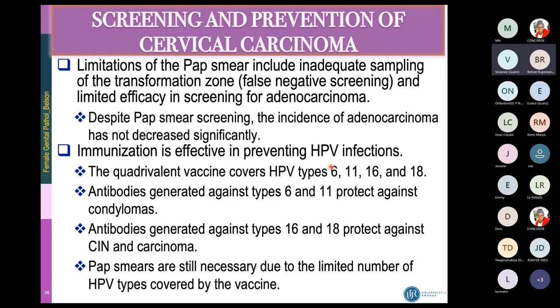The issue we have here is that the vaccines most often given in Rwanda cover these serotypes, yet we have other serotypes that are common, like 58 and so on, which are even more prevalent than 18. That means we will still have people with HPV problems, maybe not 16 or 18 but 58 and so on. 6 and 11, as we saw, are responsible for condyloma, and 18 and 16 for carcinoma.